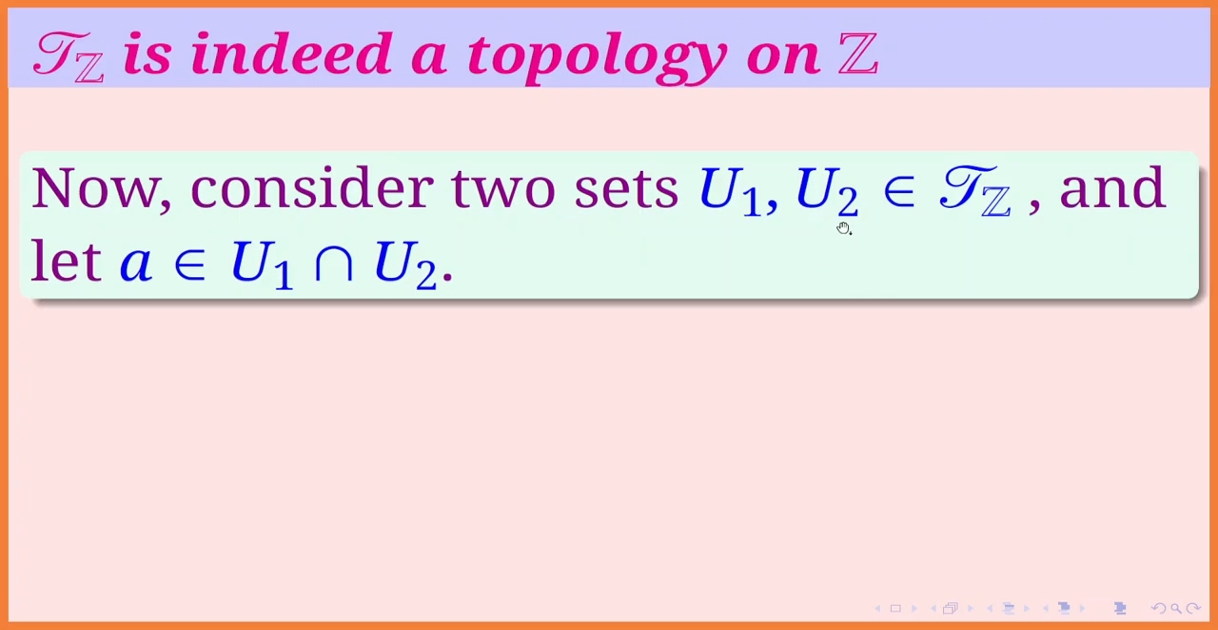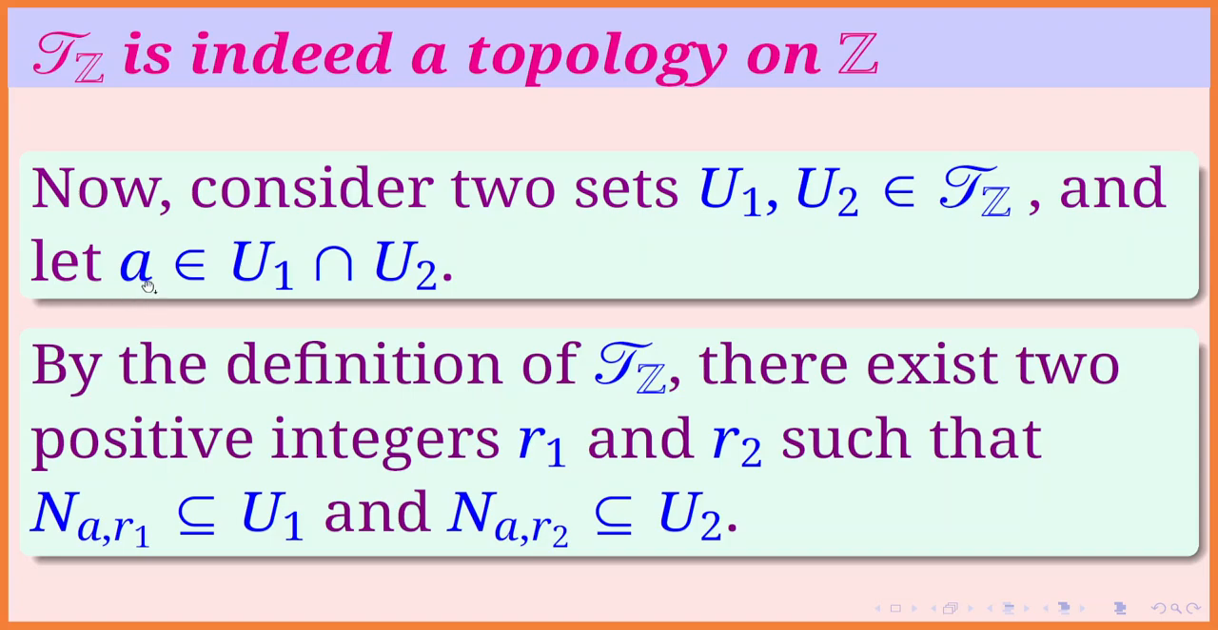Now we consider two sets U1 and U2 in TZ. So both are open in Z, and let A be a point in the intersection. Now A is a point in U1, A is also a point in U2, and both U1 and U2 are in TZ. So there is a neighborhood of A inside U1, and there is a neighborhood of A inside U2. So these are the neighborhoods N(A,R1) and N(A,R2).